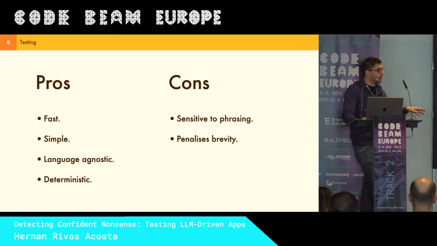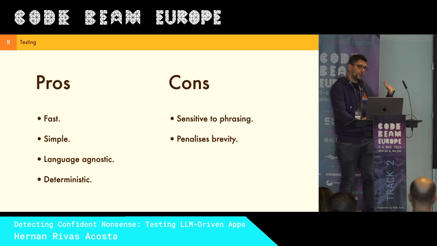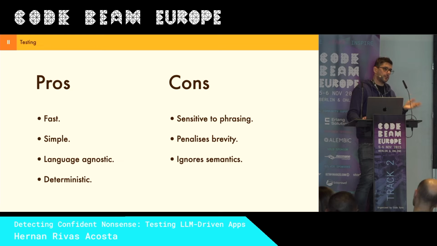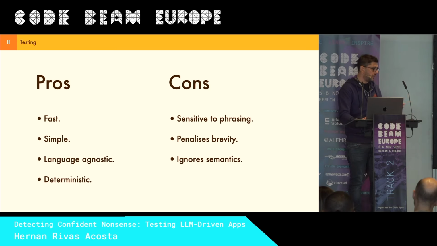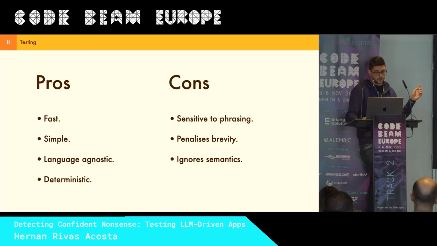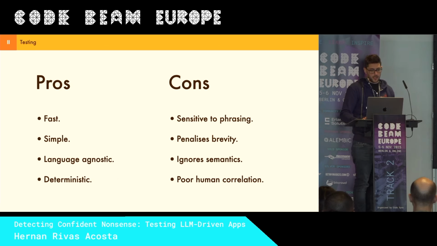It penalizes brevity. Actually, this works better, or better put, it has higher human correlation when the sentences you're comparing are rather long. Semantics don't matter, so you can change the entire meaning of a sentence by adding the word no somewhere. This doesn't care. All it would see is that this word doesn't exist elsewhere, so it ignores this. The sky is blue and the sky is not blue are really similar phrases according to BLEU. And like I said, this has poor human correlation.